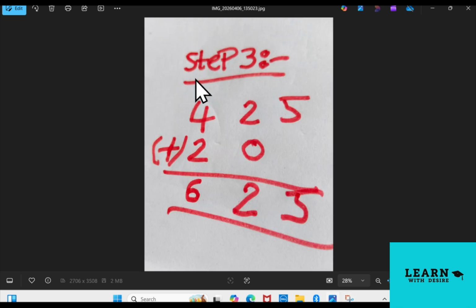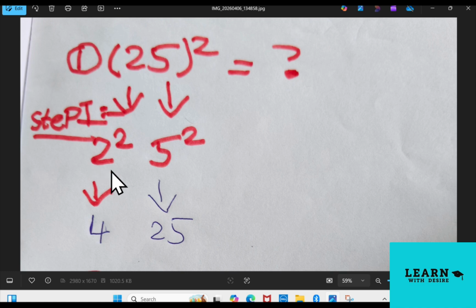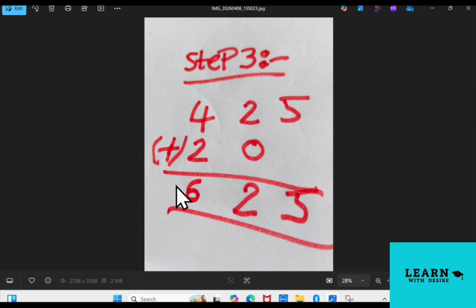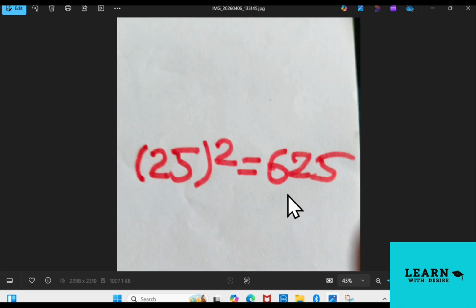Now in the third step, we have to add the numbers that we got in step 1 and step 2. Here, what number did we get in step 1? In step 1 we got 425. In step 2 we got 20. So we have to add these values in step 3. If we add these values, that is 425 plus 20, it comes to 625. So the square of 25 is 625. You can see the answer.